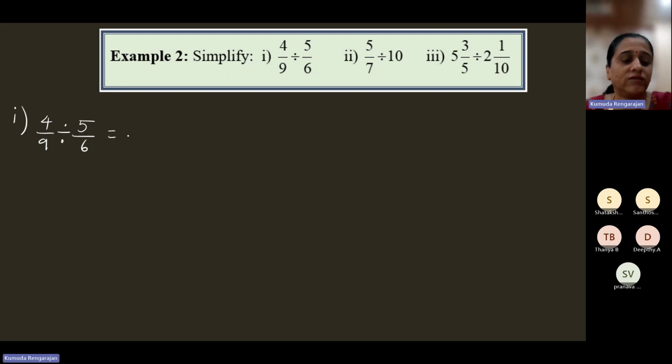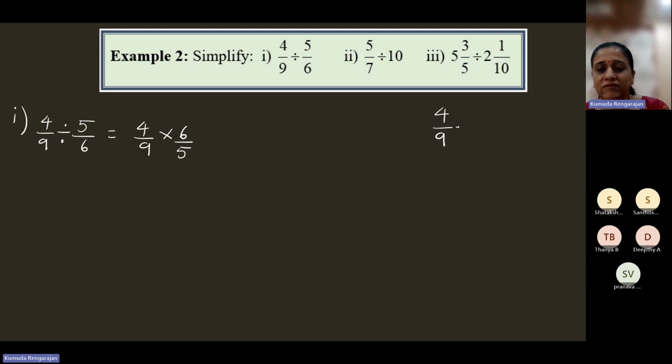So 4 by 9 divided by 5 by 6 is equal to 4 by 9 multiplied by the reciprocal of 5 by 6. So write the first fraction as it is. Write 4 by 9 as it is. Change division to multiplication and write the reciprocal of the second fraction. 5 by 6 becomes 6 by 5.